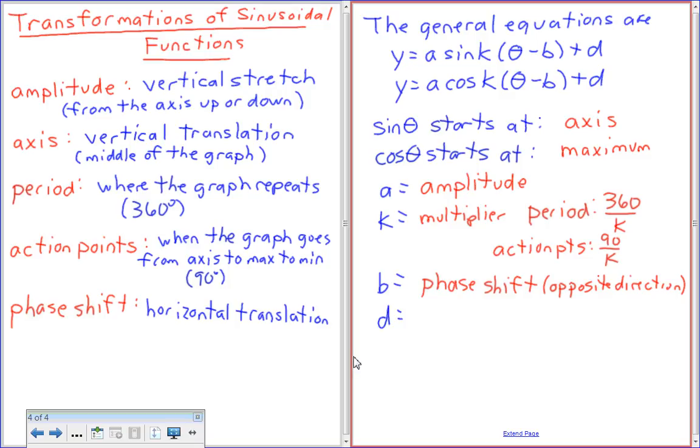Now, I know what you're saying. You're saying, I don't understand any of this. Once we do 3 examples today, this is going to be really easy, and you're going to say, I love trig. Why didn't they give me this in grade 2?